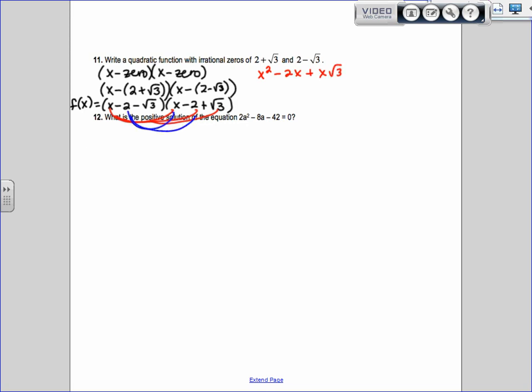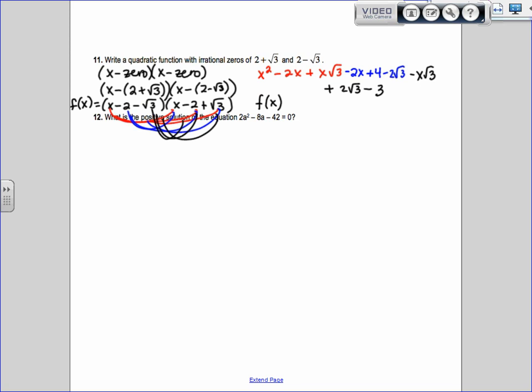Then I have the negative 2 times all three things. So I'm going to have negative 2 times x is negative 2x. Negative 2 times negative 2 is plus 4. Negative 2 times root 3 is negative 2 root 3. And then I take the negative root 3 times all three things. So I have negative x root 3. And then I have plus 2 root 3. And then I have minus root 9, which is minus 3. Big long function.